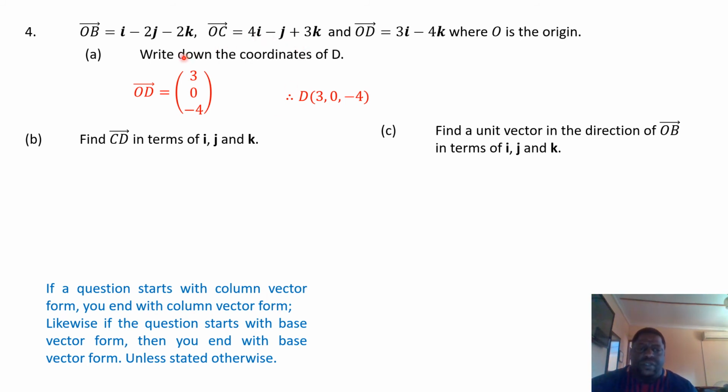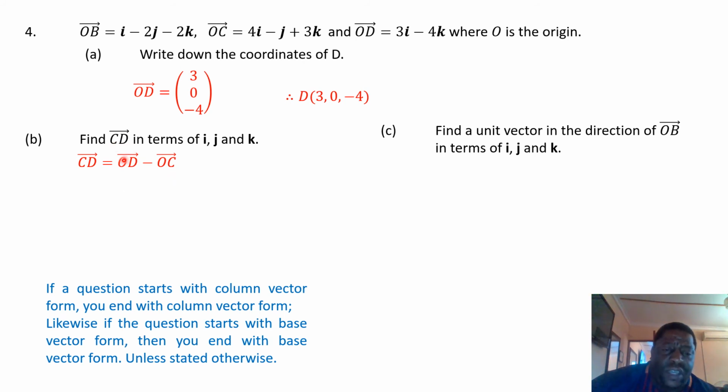This is a very important point. I kept on repeating it so that you know what to do in the exams. If a question starts with base vector form, then you should leave your answer in base vector form. In this particular case, in the first part, you just want to find the coordinates of D, which is very straightforward. So I only had to write from base vector form into column vector form, and then I know that the position vector is the same as 3, 0, negative 4.